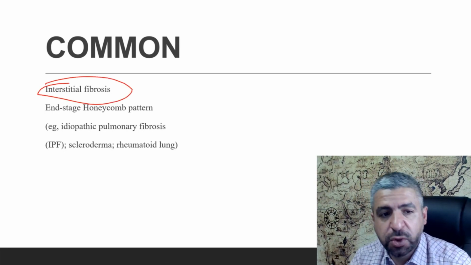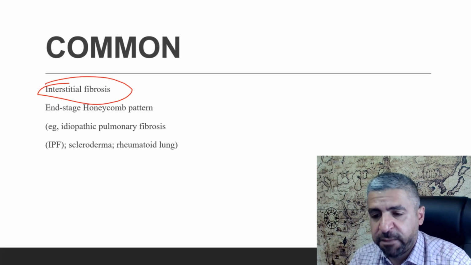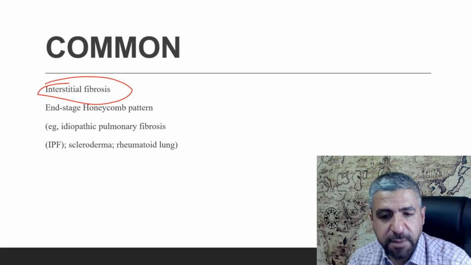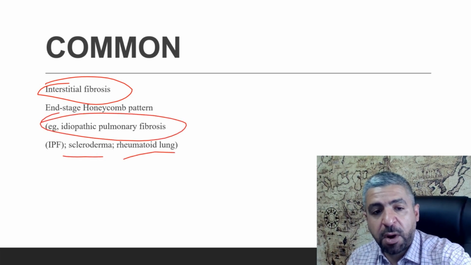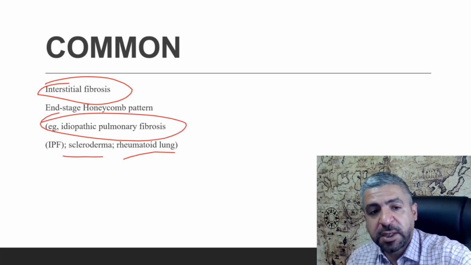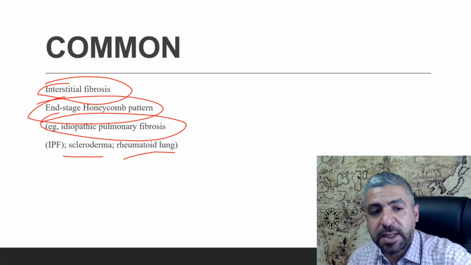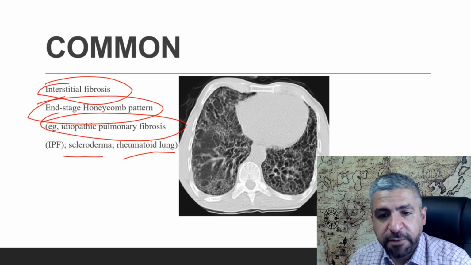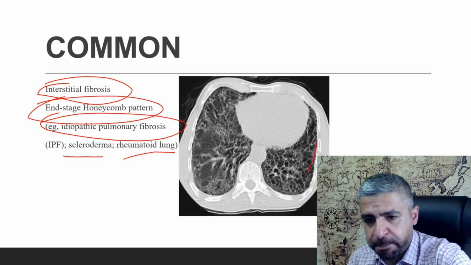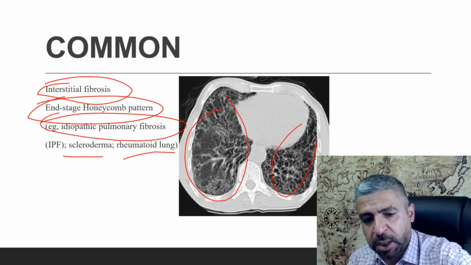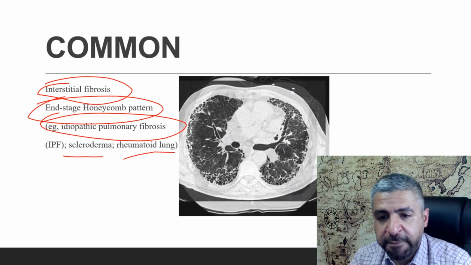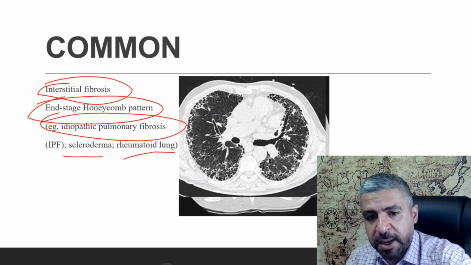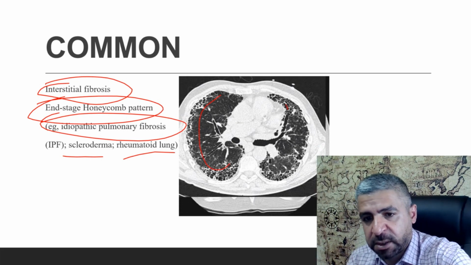Interstitial fibrosis usually occurs in diseases that involve the lung and cause diffuse idiopathic pulmonary fibrosis, like in scleroderma or rheumatoid lung disease. And this is what we call the end-stage honeycomb pattern. For example, you can see here a very nicely demonstrated honeycomb pattern of diffuse idiopathic pulmonary fibrosis. More clearly seen here, the peripheral distribution.